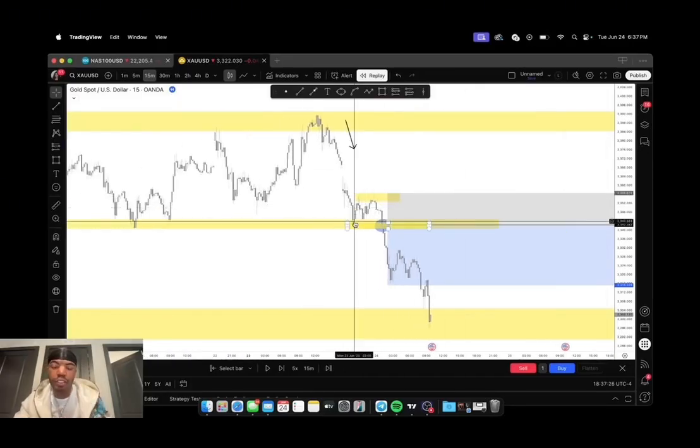15-minute, 5-minute break of structures, the 4-hour level of support being broken, 1 hour aligning with everything. The 4 hour is bearish, the 1 hour is bearish, the 15-minute is bearish, the 5-minute is bearish. There is no other reason why I shouldn't get into that trade.